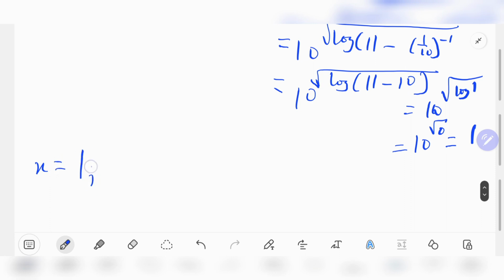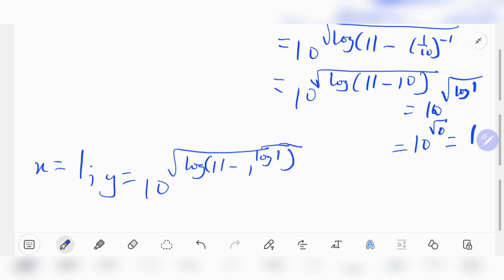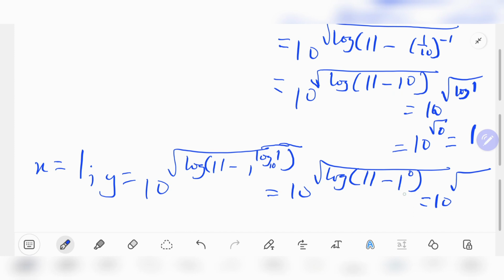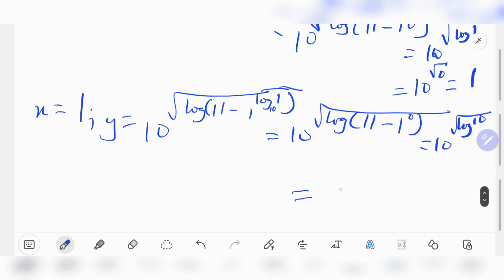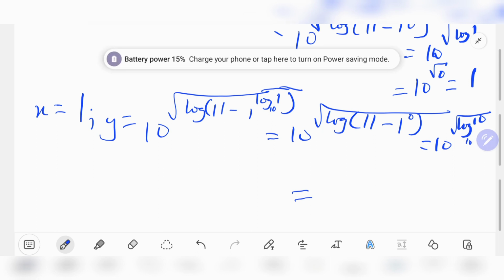When x equals 1, then y will be equal to 10 raised to the power square root of log 11 minus 1 to the power log 1. Equals 10 raised to the power square root of log 11 minus 10, log 1 base 10 is actually 0, so we're going to get 1. So 10 raised to the power square root of 1.0 is 1, and 11 minus 1 is 10, so log 10. For this one, we have 10 raised to the power square root of log 10, and log 10 is actually 1 because the base over here is also 10.